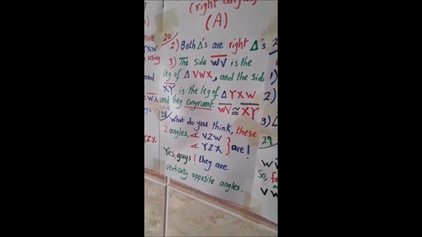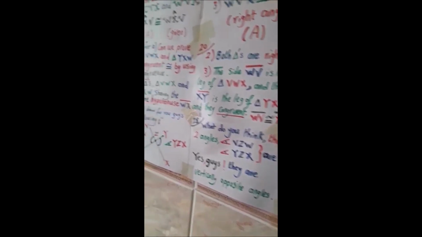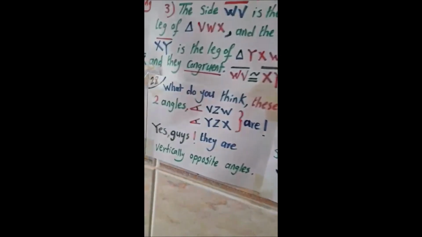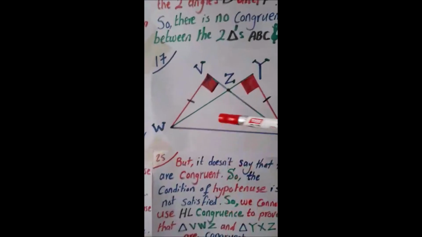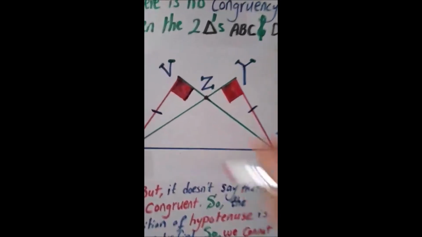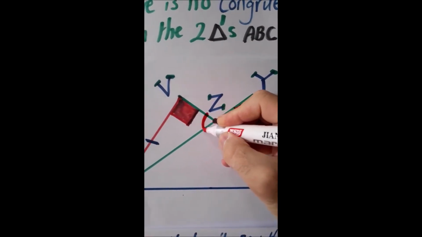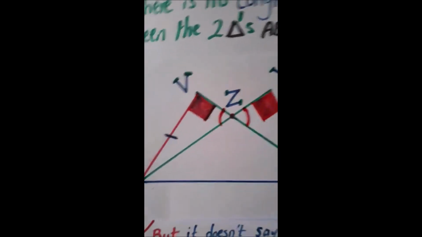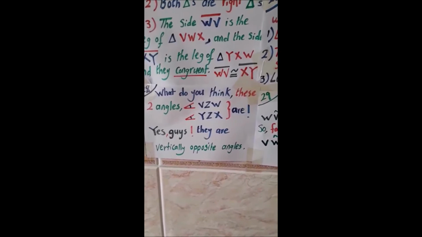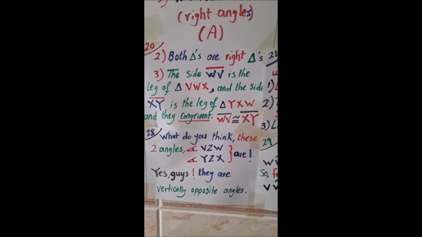VZW and YZX? Yes, they are vertically opposite angles. Excellent, guys. These two angles, we call them vertically opposite angles. So, since they are vertically opposite angles, they are congruent. If we go back to our main figure, we can say that this angle, if we want to draw it, is congruent to this angle, because they are vertically opposite angles, VZW and YZX.